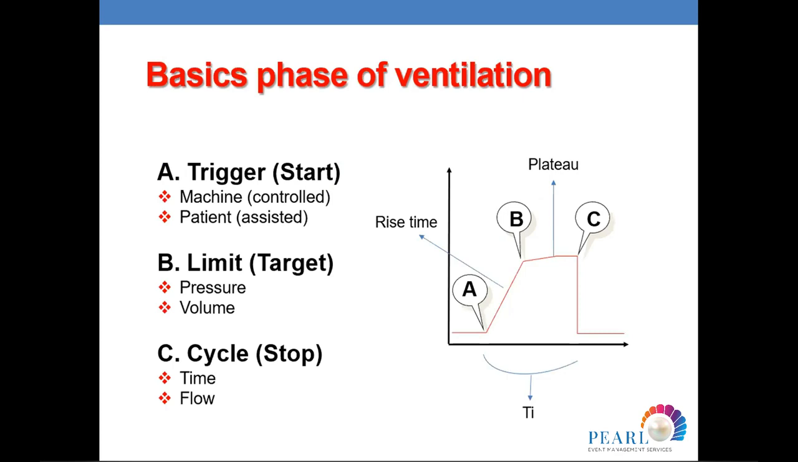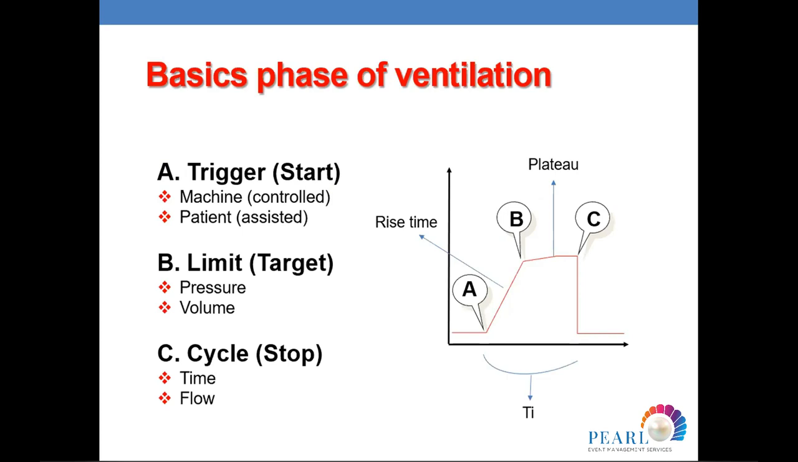Other things, so for the ventilation cycle, how it works. There is a trigger. For the machine to start the inspiration, there should be a trigger. Is it the machine? Then it is fully controlled, so you set it and the machine will start it by itself. Or the machine is waiting for the patient to trigger. This is called assisted. So this is the first point, the trigger.